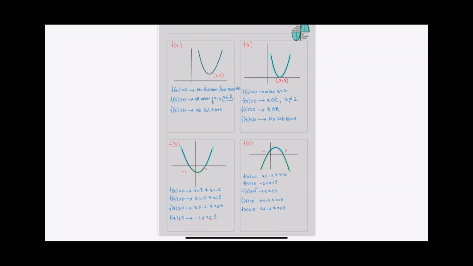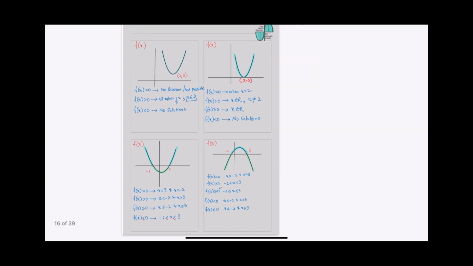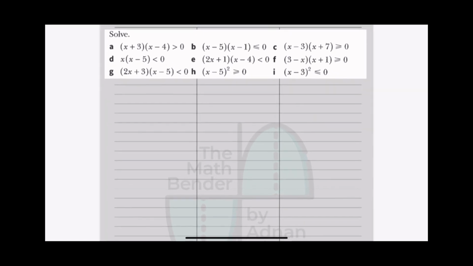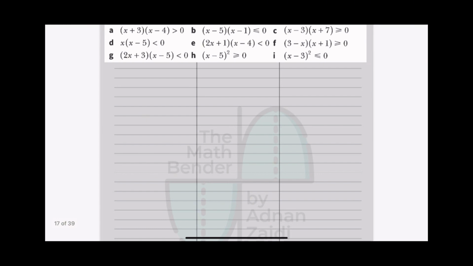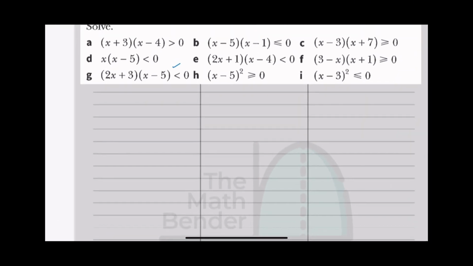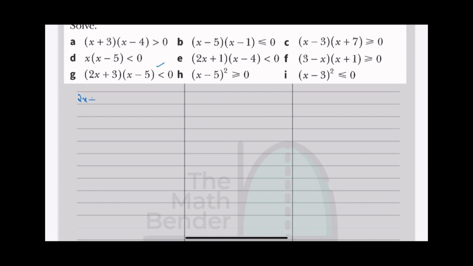So this is just a basic prototype of how the curve may look and how the inequality may react to it. Let's look at some of the questions here. Now, if we have a question like this, where we have (2x + 3)(x - 5) less than 0. Step 1, find the roots of it.